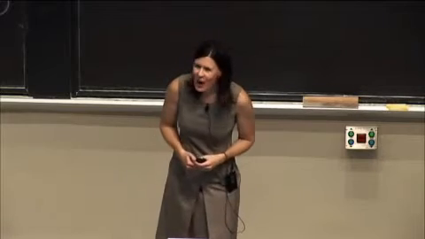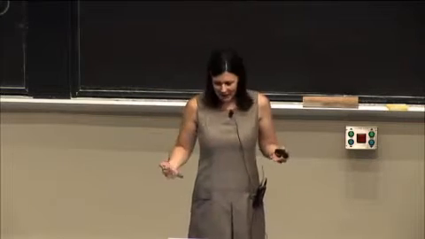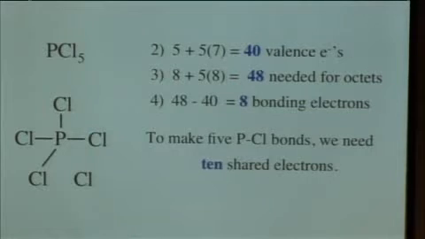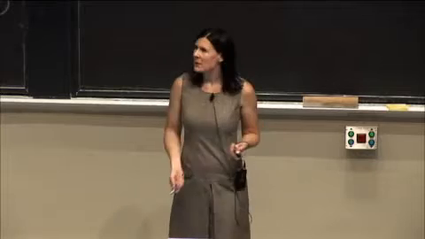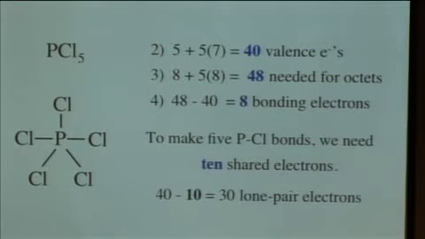So this is obviously a problem. To make 5 PCl bonds, we need 10 shared electrons. And we know that that's the situation because it's called PCl5 and not PCl4. So we can go right ahead and add in that extra electron pair. So we've used up 10 for bonding. That means what we have left is 30 lone pair electrons.